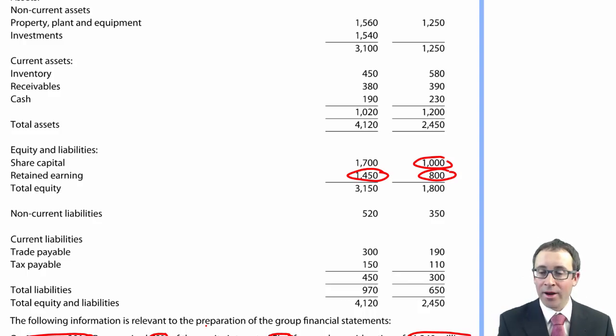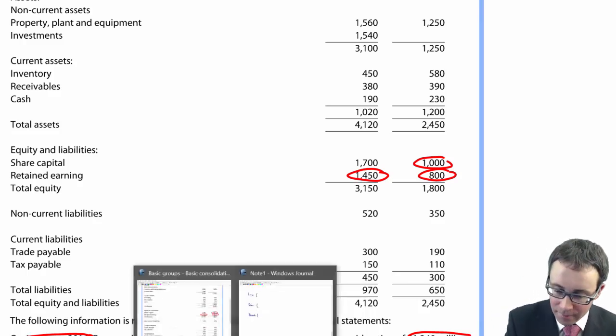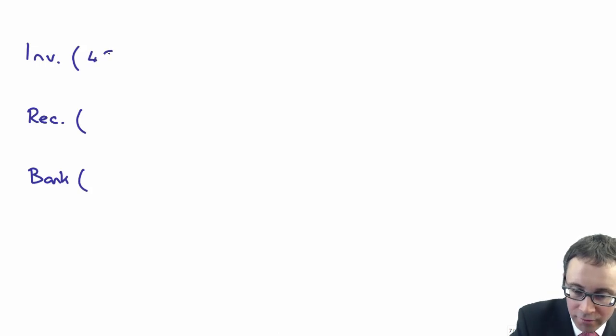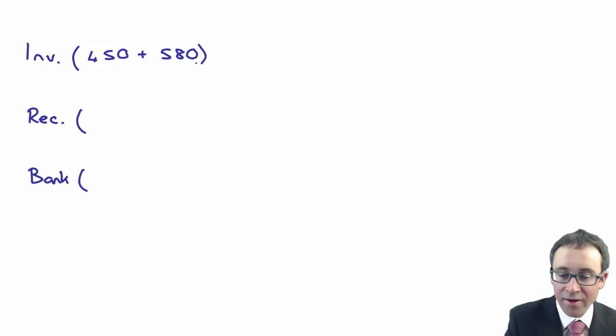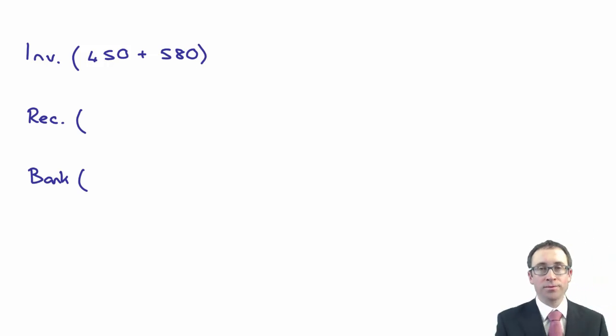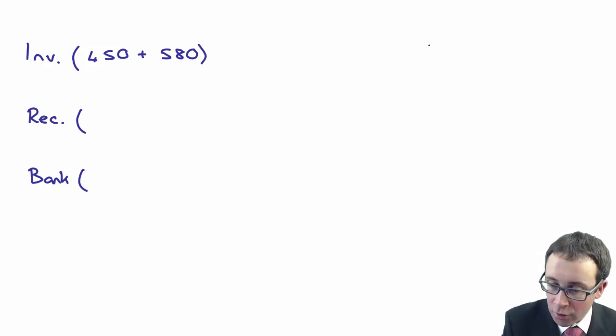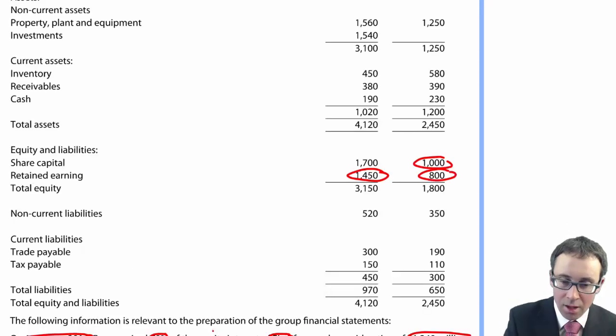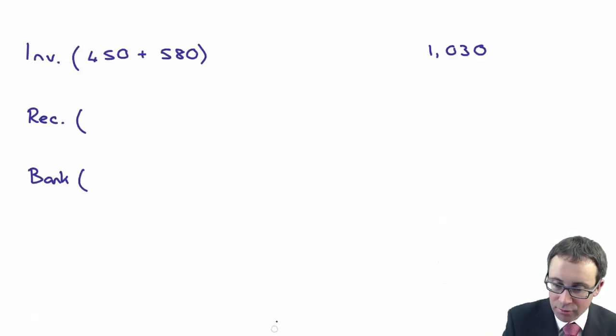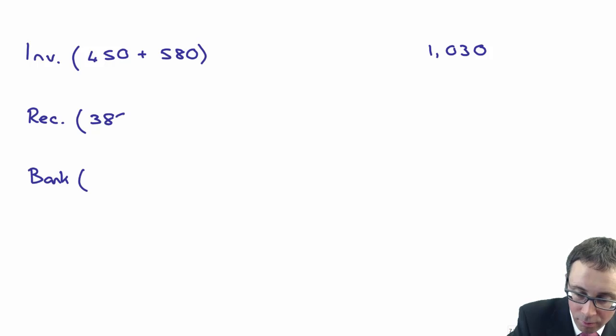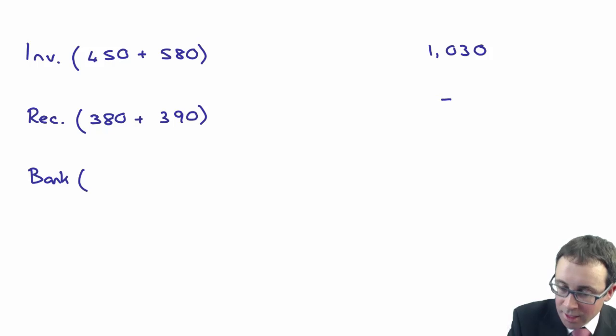Okay. You add across the 450, the 580. So 450 plus 580. There was no PUP adjustment. Okay, so be careful. If there was a PUP adjustment, you would need to adjust for it. So that gives me 1030. The receivables, 380 plus 390. Is that 770?